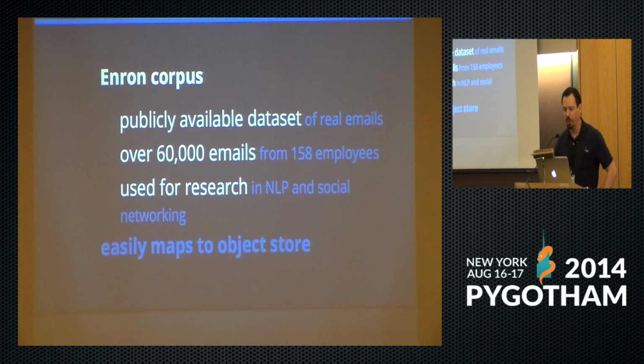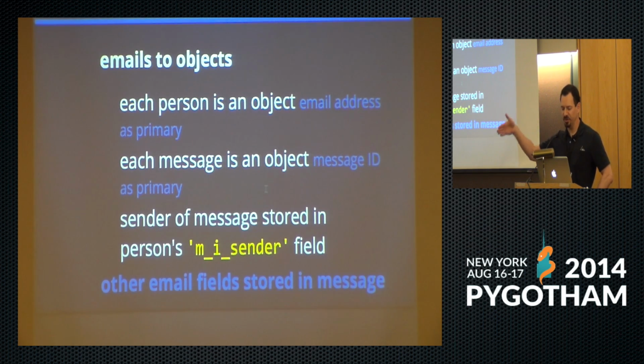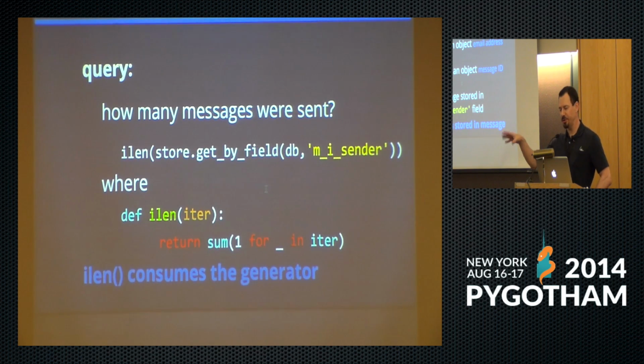So I have some examples where I've loaded up emails from the Enron email corpus, represented them as objects, stored them out, and taken a look at how to do queries on them. The translation of emails to objects is pretty simple. Each person becomes an object with their email address as the primary key. Each email message is an object. And then there's a field sender that says person sent this message. It's indexed and it's multi-valued because a person can send multiple messages. That's what the M and the I indicate.